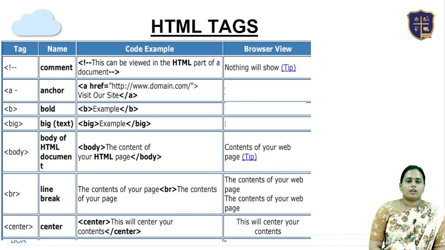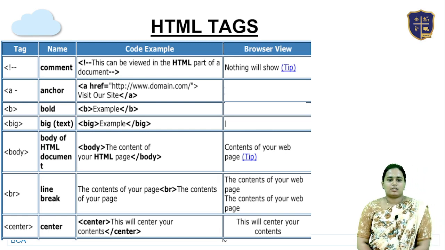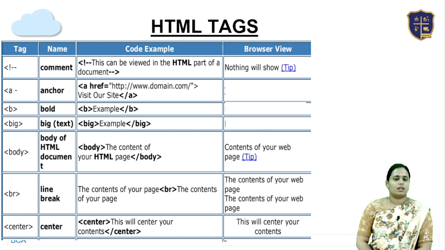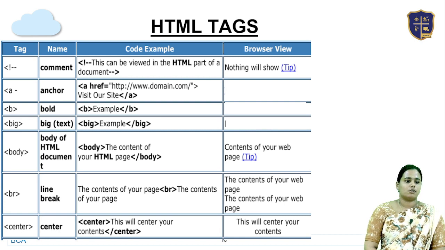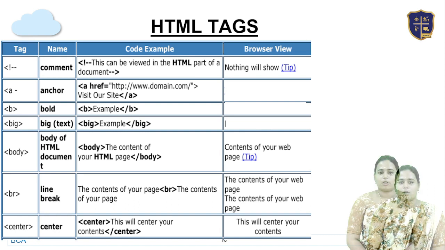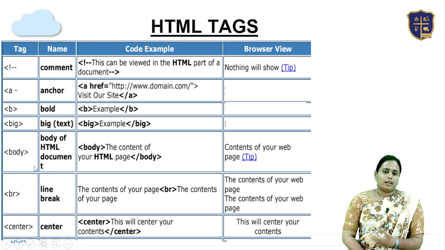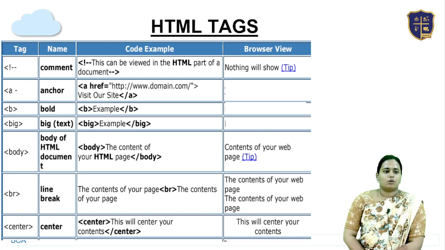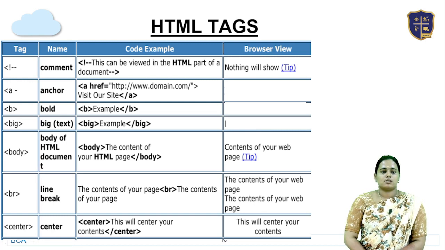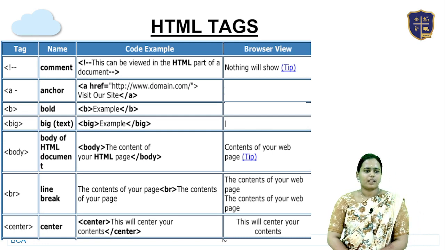Okay, next we are going to enter into a small intro of HTML tags. There are many tags which we can use in HTML, but I am going to introduce some simple tags here. The first tag is comment, and this can be viewed in the HTML part of a document, but it does not show anything. Okay, next one is A, which is called the anchor tag. Next is bold, B, it represents B.